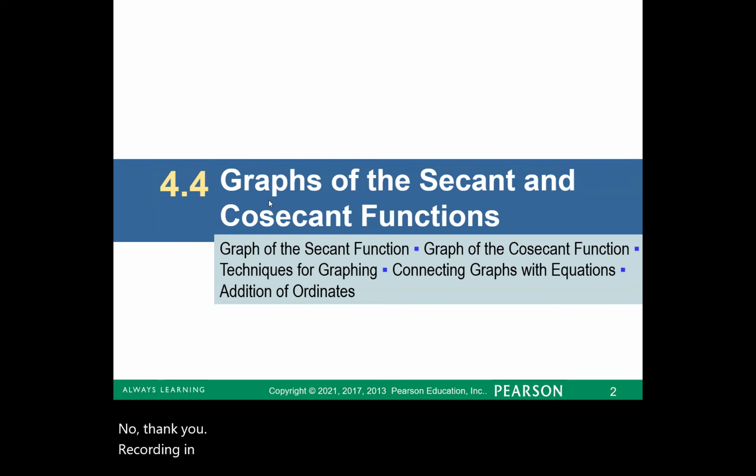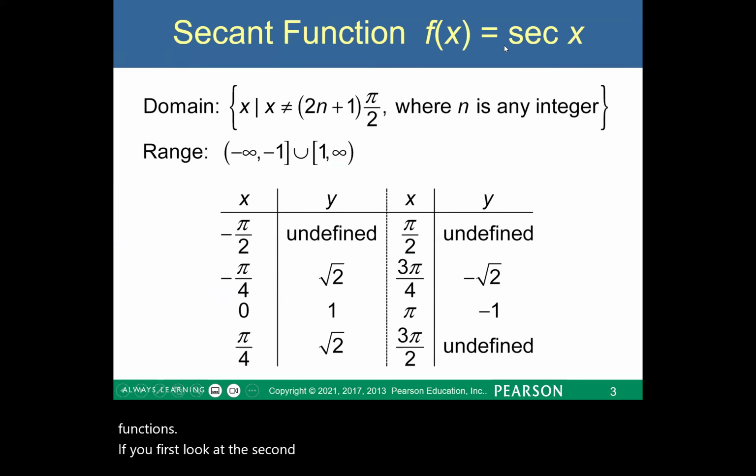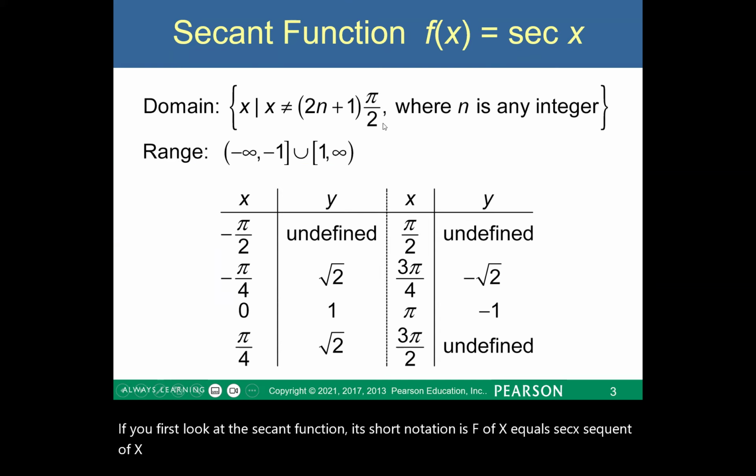Section 4.4 talks about graphs of the secant and cosecant functions. If we first look at the secant function, its short notation is f of x equals sec x, secant of x. Secant x is not always defined. Secant of x will be undefined whenever x is an odd multiple of pi over 2.